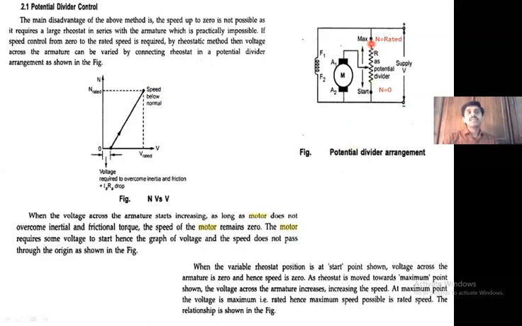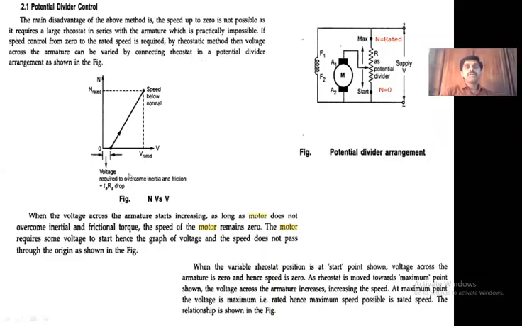Here, the voltage across the armature can be varied by connecting a rheostat in a potential divider arrangement. If you observe here, when the wiper position is here, which is the starting position, the speed is 0. When the wiper moves upwards and reaches the maximum position, the speed is rated. How? Let us see.